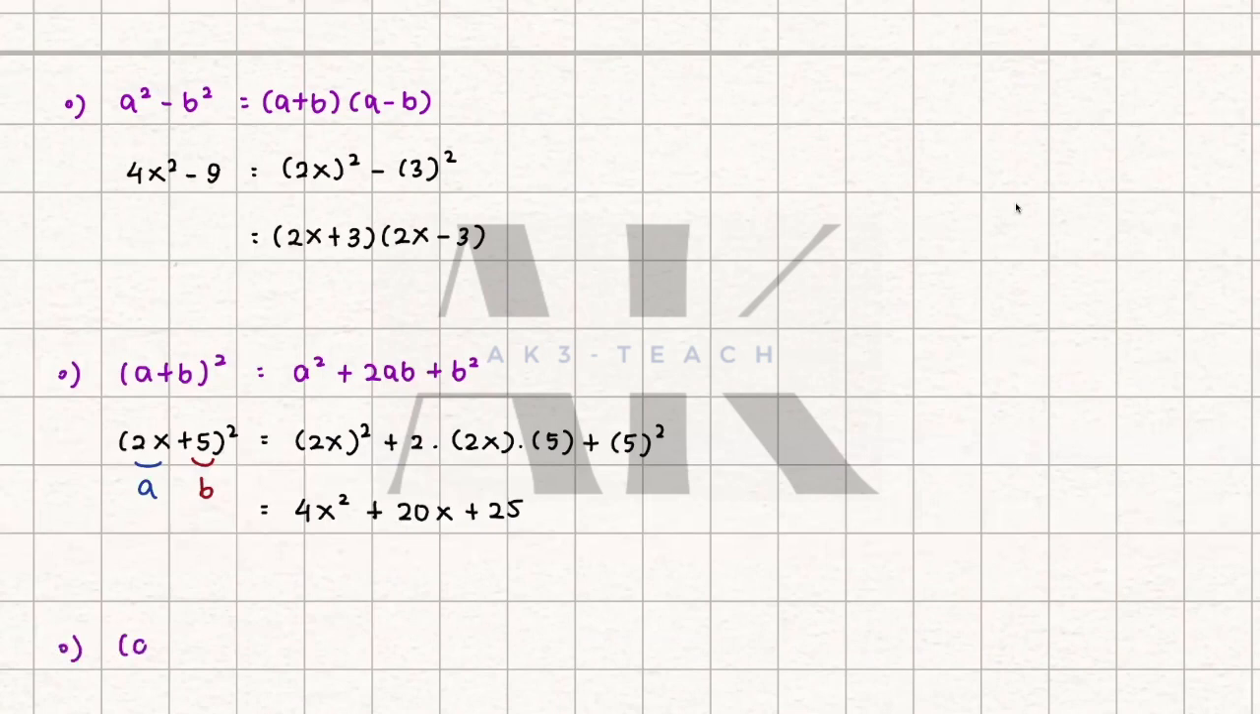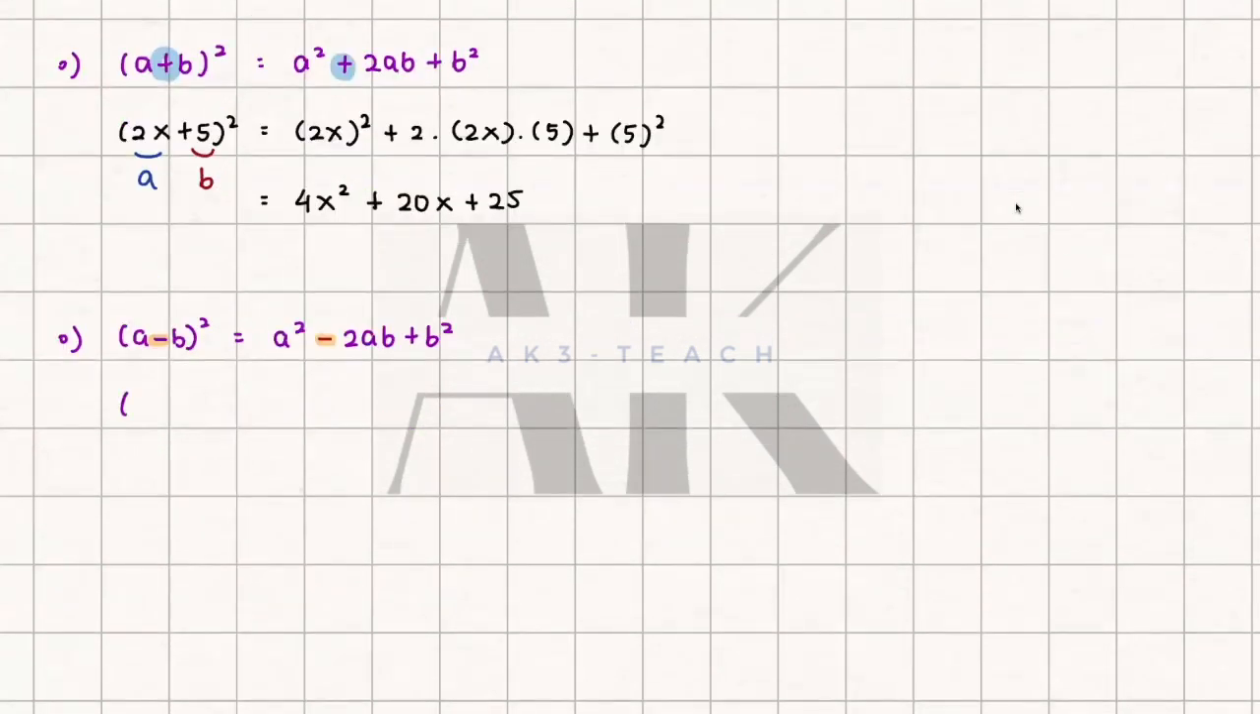If you have an a minus b squared, slightly different. Rather than having a plus 2ab, now you have a minus 2ab here. So that's the major difference. The other stuff remains the same. But please be mindful of this one. If this is negative, then that will be negative as well. Like if this is positive, this will be positive as well.